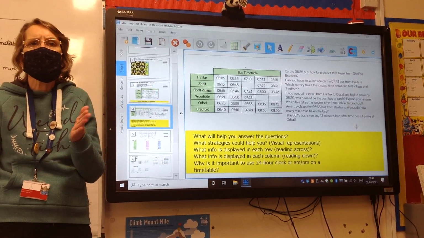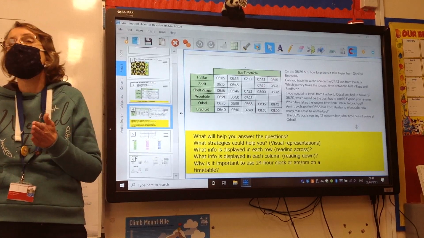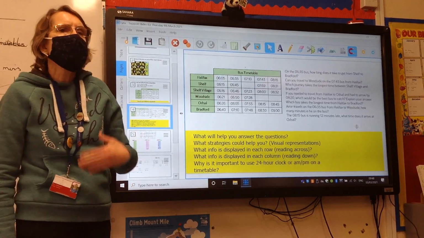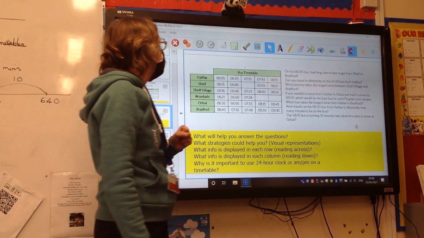So it would either have to say AM or PM or it would have to be in 24-hour clock. Does anybody know what 6 o'clock in the evening would be in 24-hour clock? 1800. 1800 hours, good, well done. So we're in 24-hour clock so that we could understand it.